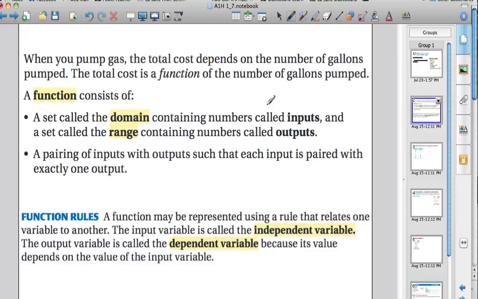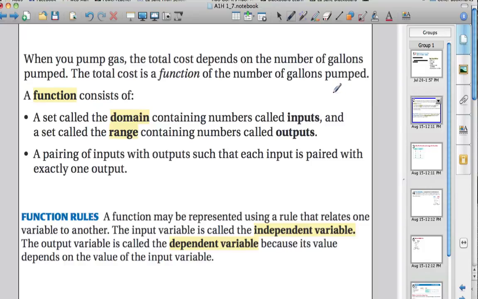Now when you think of a function, a function generally relates two or more different items to each other. So the example they're giving here is when you're pumping gas, the cost depends on the number of gallons pumped. So there is a relation between the number of gallons and the cost. And the cost would be said to be a function of the number of gallons pumped.